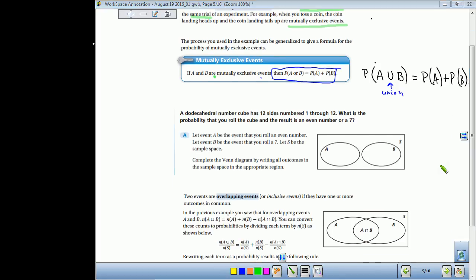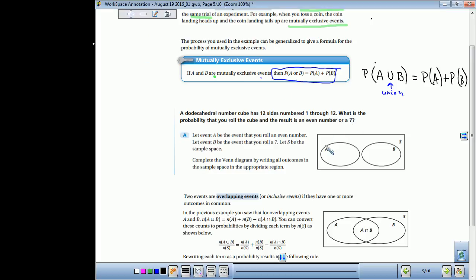Okay? Here, I think this is on maybe the previous page. Is it on the previous page, this example? Yes. A dodecahedral number cube. Okay, so dodecahedral means it's a number cube that has 12 sides. Alright? And those sides are numbered 1 to 12. What is the probability that you will roll the cube and the result will be an even number or 7?